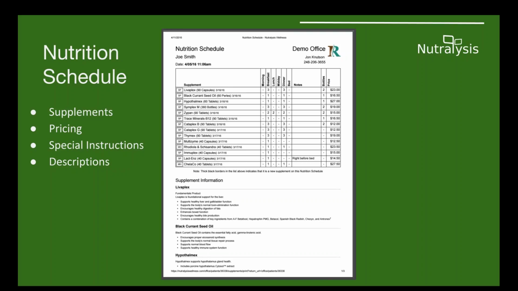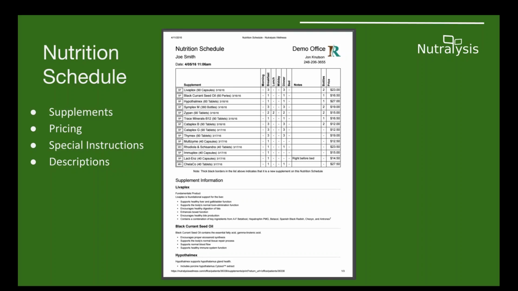Not only does it give them the dosing, when they should take it, it can also indicate if you want them to drink more water, or if you want them to use a certain diet, or if they have intolerances. All of these can be listed on their nutrition schedule. And not only that, but they get supplement information.